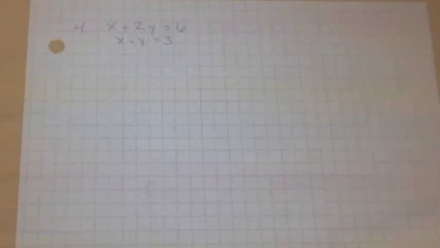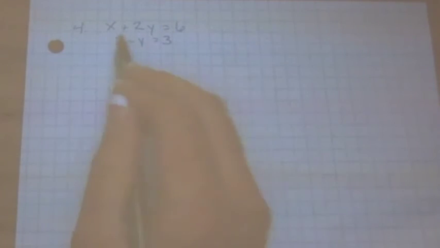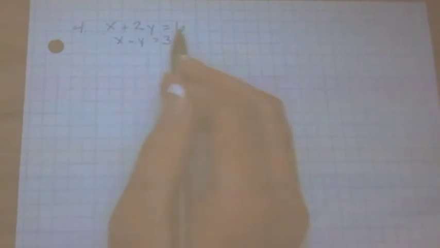We're going to go ahead and take a look at number 4 now. Number 4 is x plus 2y equals 6, and we have x minus y equals 3. So we have two different equations again. I can go ahead and use this first one. Since I don't have anything that just is x equals or y equals, I've got to solve for one of them. So x plus 2y equals 6.